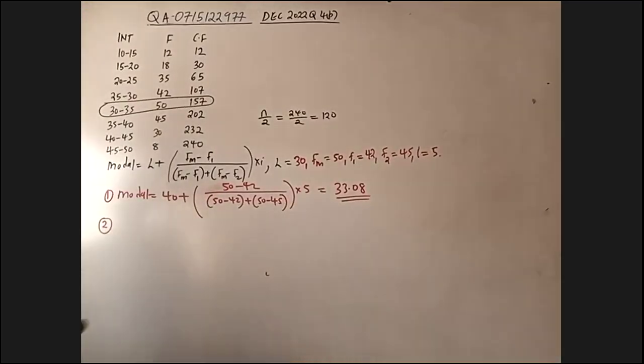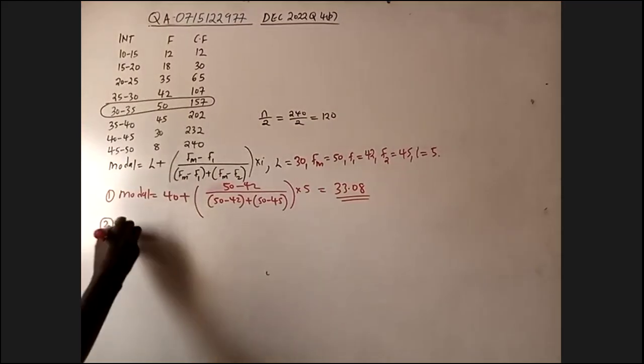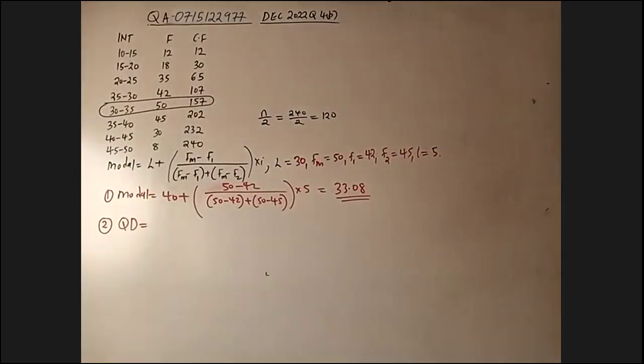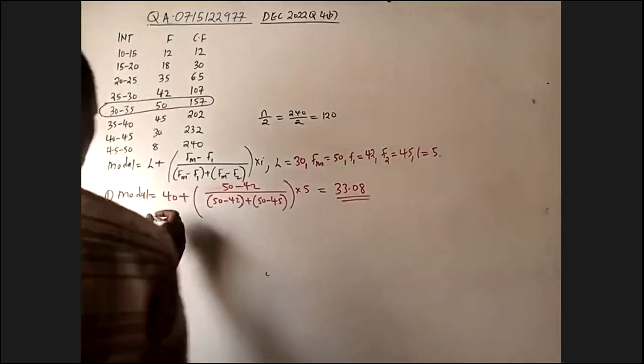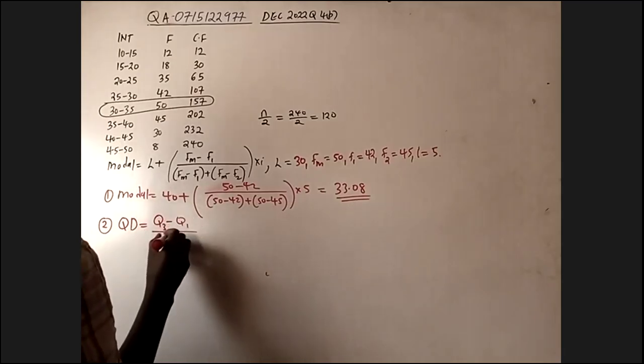Number 2. Number 2 says we calculate what? Quartile deviation. Now what is the formula for quartile deviation? Let me confirm if you are supposed to calculate quartile deviation. Yes, quartile deviation, number 2. So quartile deviation is Q3 minus Q1 divided by 2.